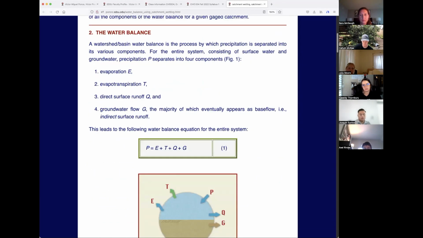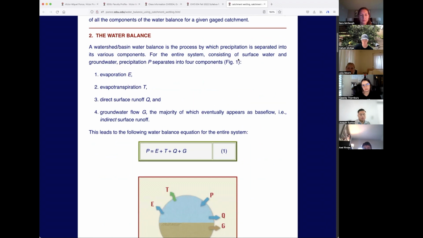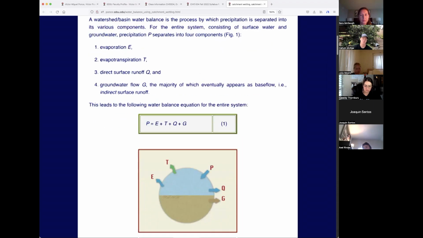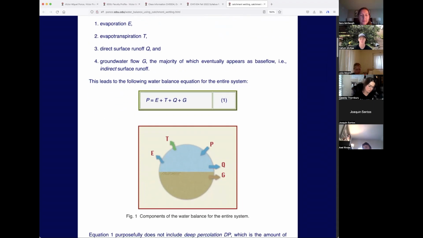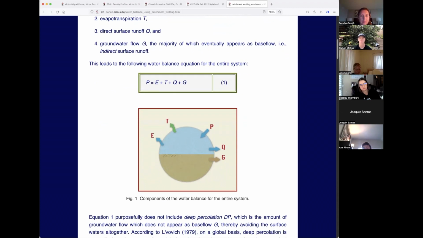So what is the water balance? The water balance is the process by which precipitation is separated into its various components. We already showed the various components. For the entire system, we have evaporation, evapotranspiration, direct surface runoff, groundwater flow, which leads to this formula, formula 1, which represents figure 1.